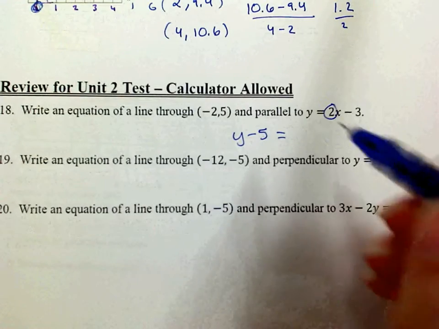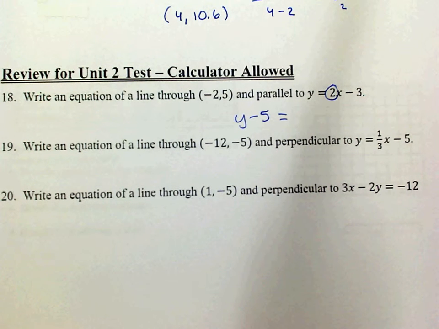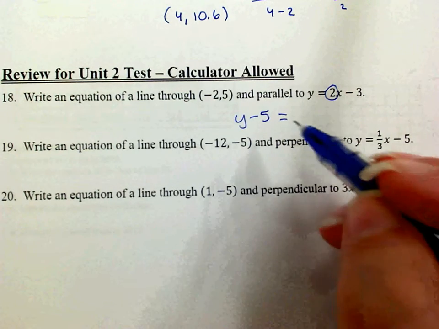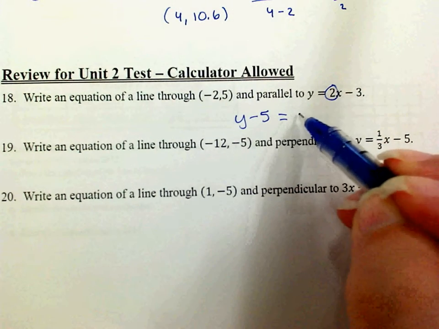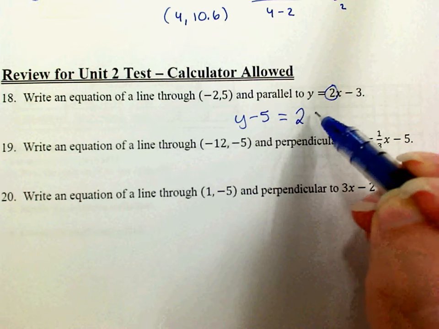Okay, so parallel to y equals 2x minus 3 means to have the same slope. I know y'all are still downloading and uploading, right? Okay, y'all with me yet? Okay. So y minus 5, y minus y value equals slope times x minus. Okay, is that good enough?